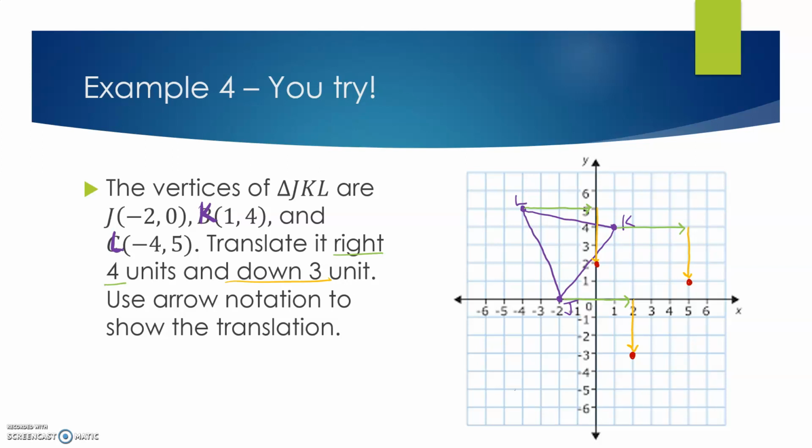Now, I want to be careful when I'm labeling my points. This is J. It's very easy to mix up if you're not paying attention, so I have to move J to J prime. This is K prime, and this is L prime. There you go. Use arrow notation. So I'm going to say, okay, if I start at the point x, y, what am I doing with my x coordinate? I'm moving right 4, which is moving in the positive direction, so it would be x plus 4. With my y coordinate, I'm moving down 3, which is the negative direction, so I'm going to move y minus 3. And this would be the arrow notation.